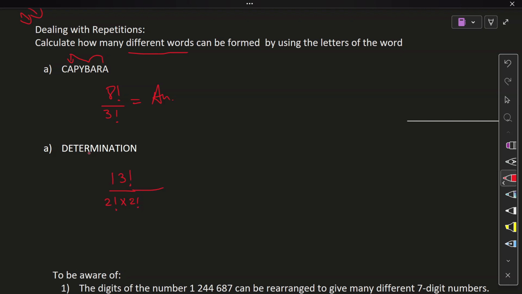Then, is there anything else? E done, T done, R, no, and I is twice as well. Okay, I is also being repeated twice. So, and E, T, I, A, I'm not seeing it.